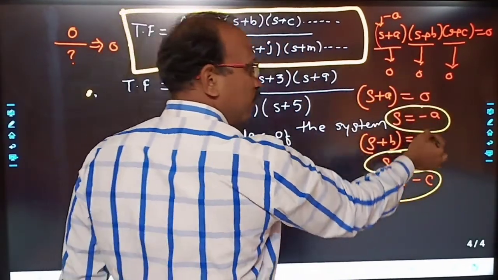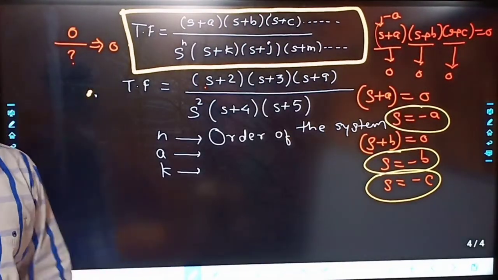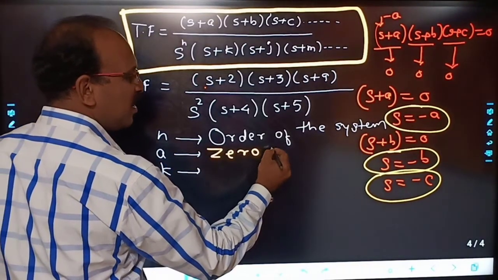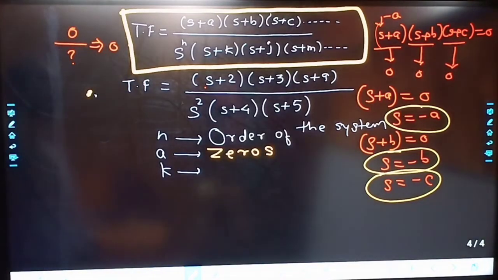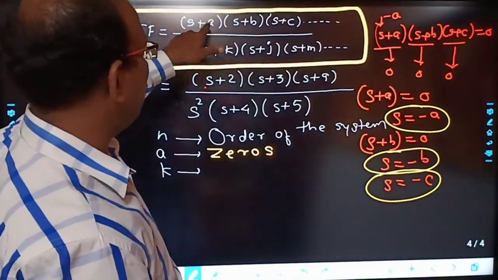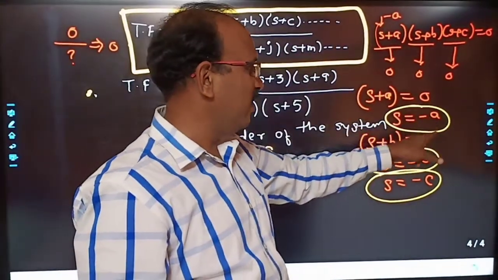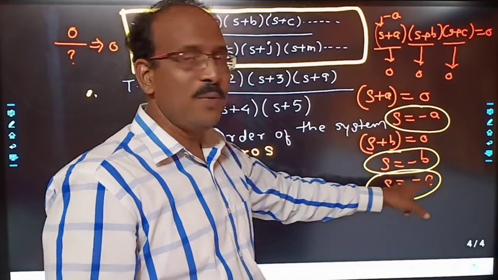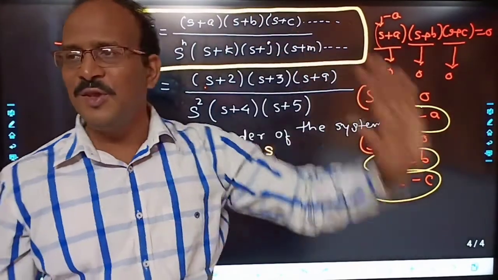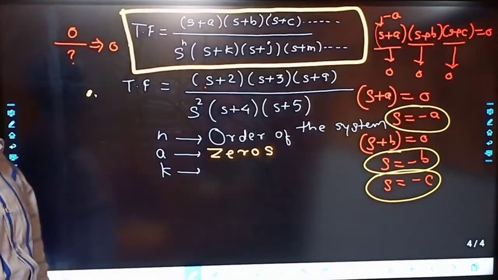There are 3 constants that make this particular system 0. That's why A, B, C are called zeros of the system. Why are A, B, C called zeros of the system? Because if we set s equal to minus a, s equal to minus b, and s equal to minus c, any of that, if I make this particular term 0, the whole system becomes 0. That's why A, B, C are called zeros of the system.